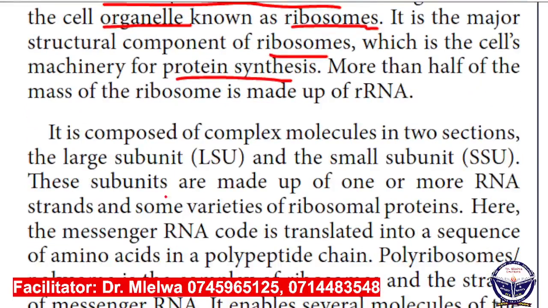Sikumaliza. Okay. It is composed of complex molecules in two sections. Imetengenezwa na complex molecule ya two sections. The large subunit, LSU, and small subunit, SSU. These subunits are made up of one or more RNA, yani one or more ribosomal RNA strands. Tuna strand nyingi katika ribosome, unaona? So it's made up of one or more RNA strands and more varieties of ribosomal proteins. Kuna ribosomal RNA pamoja na ribosomal protein, they all combine together to form ribosomes.